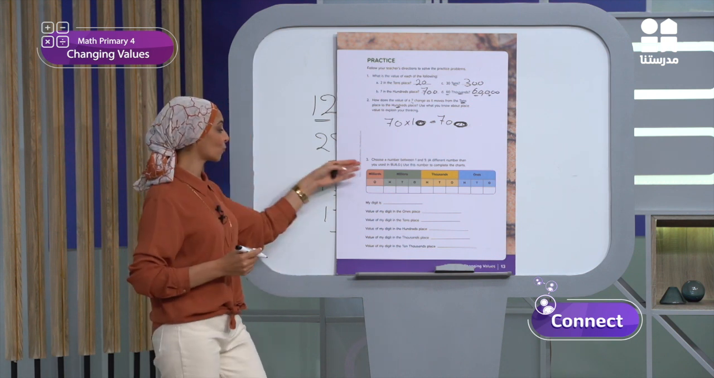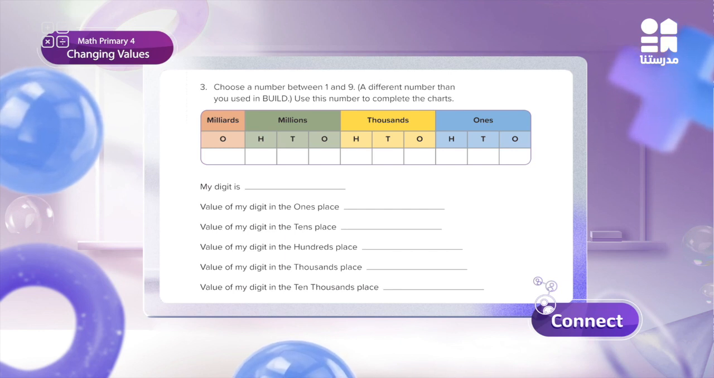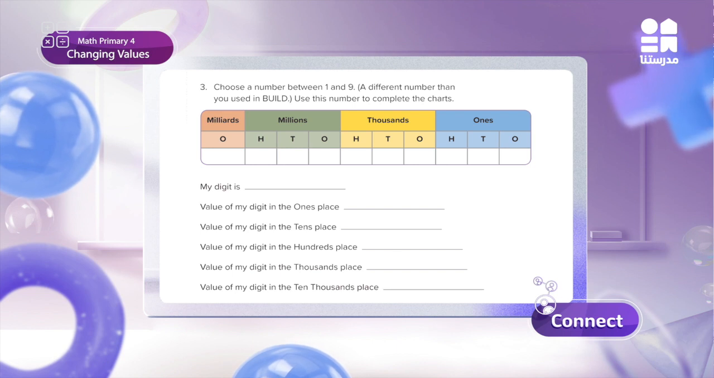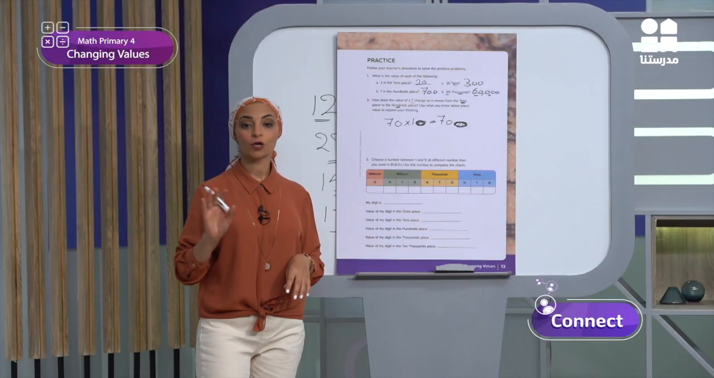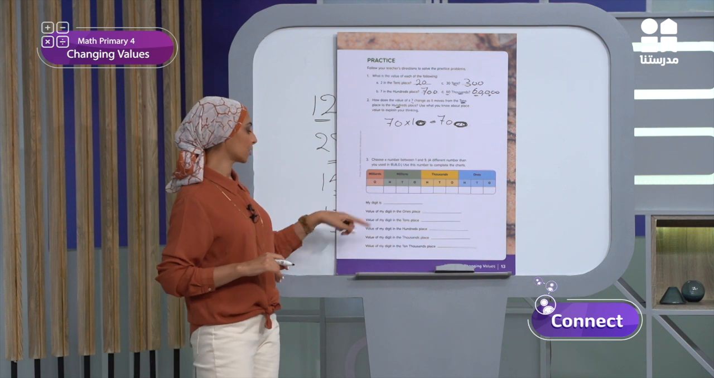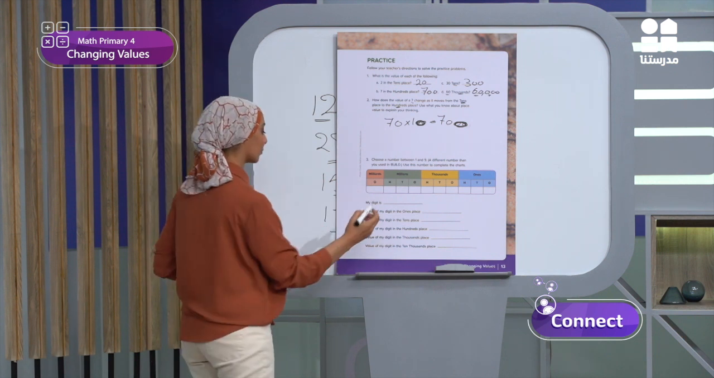Okay, now let's move to the third question. Choose a number between 1 and 9. Choose any number between 1 and 9, a different number than we used in the build. Use this number to complete that chart. Each one of you will choose a different number. Okay, my digit is, I will choose number 5.